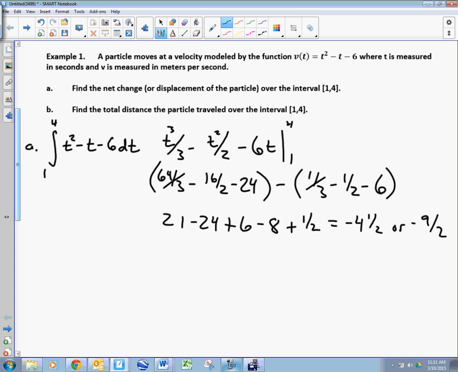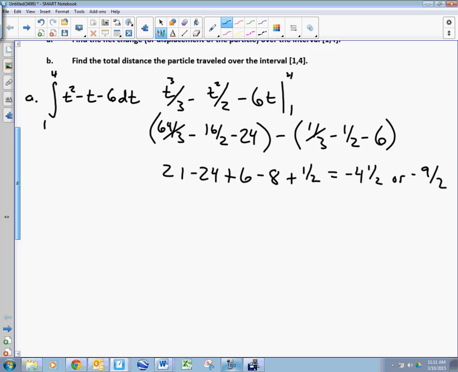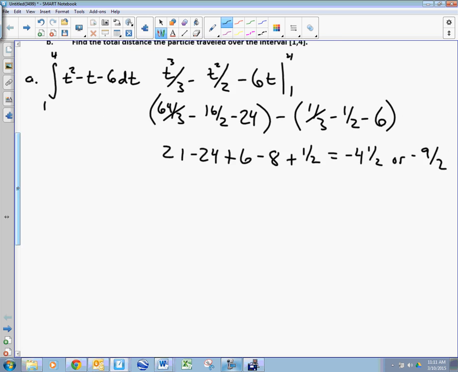The second question is find the total distance that the particle traveled over the interval 1 to 4. If I want to account for the total distance, I have to count where it traveled in the positive direction, and then take the absolute value of where it traveled in the negative direction, correct? So we must consider the graph in this situation.